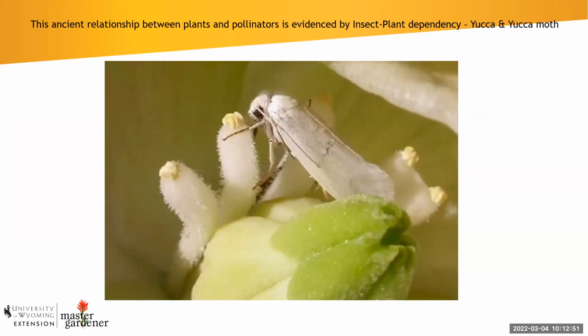There's even insect-plant dependency. They're totally dependent on one pollinator, so this makes them each more vulnerable to extinction. If you have some sort of event that wipes out one or the other, you're going to lose both. The yucca moth is an example of that. The yucca moth is the only pollinator for yucca plants. Other insects will visit yucca flowers, but they're not pollinating.